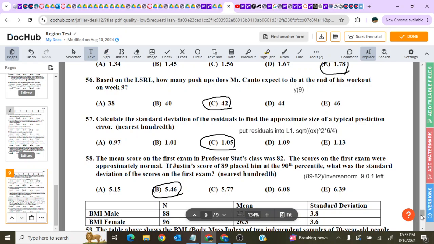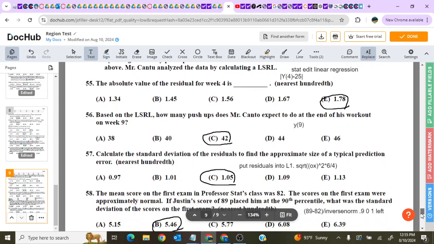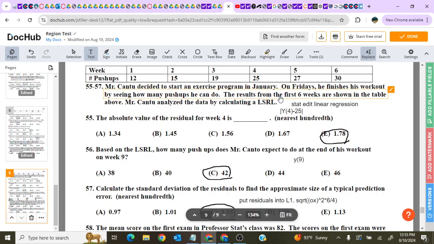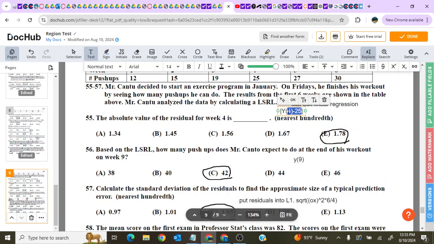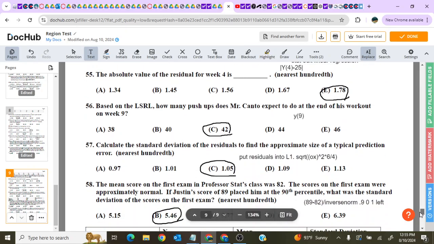Calculate the standard deviation of the residuals. Find the approximate size and typical prediction error. So what you'll want to do for this is more complicated. You'll need to put the residuals of each point into y1. I told you how to calculate it earlier, like this. Then, once you do that, you need to do one variable stats and find the standard deviation, the sigma of x kind of thing. I don't remember what that symbol's called.